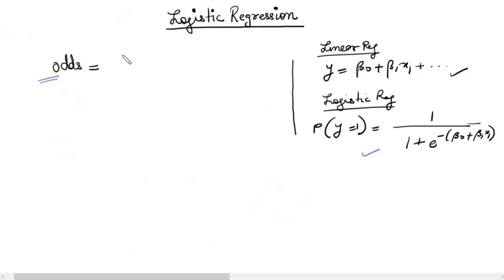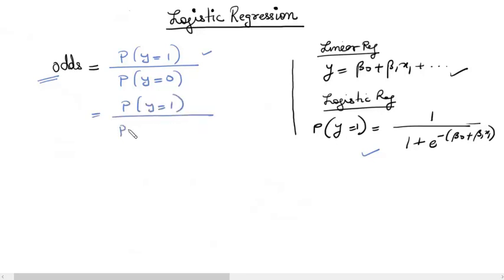It is defined as the probability of y is equal to 1 divided by the probability of y is equal to 0. So it is the probability of an event happening divided by the probability of the event not happening. Let us expand this equation and see where it leads us to. This can be written as probability of y is equal to 1 divided by 1 minus this. We know that total probability is 1, and hence I can write probability of y is equal to 0 as 1 minus probability of y is equal to 1.